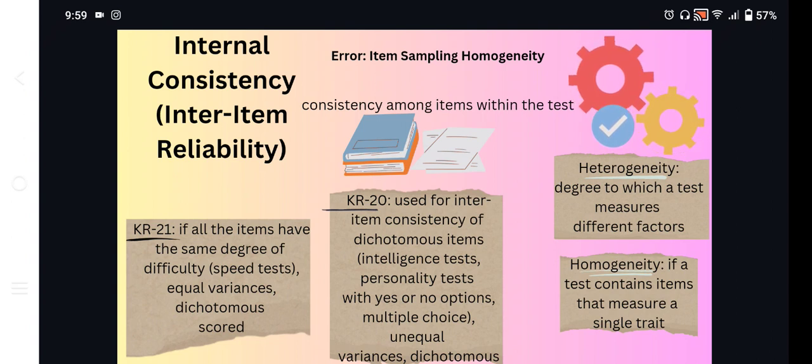This is followed by coefficient alpha, used when two halves of the test have unequal variance and on tests containing non-dichotomous items, unequal variance. Sa average proportion distance naman po, it is used to evaluate internal consistency of the test that focuses on the degree of difference that exists between item scores.